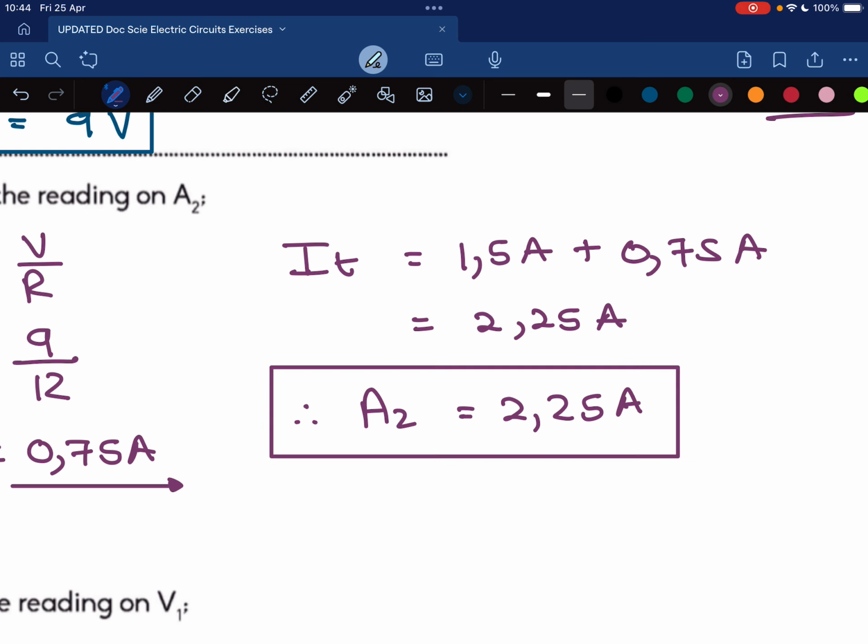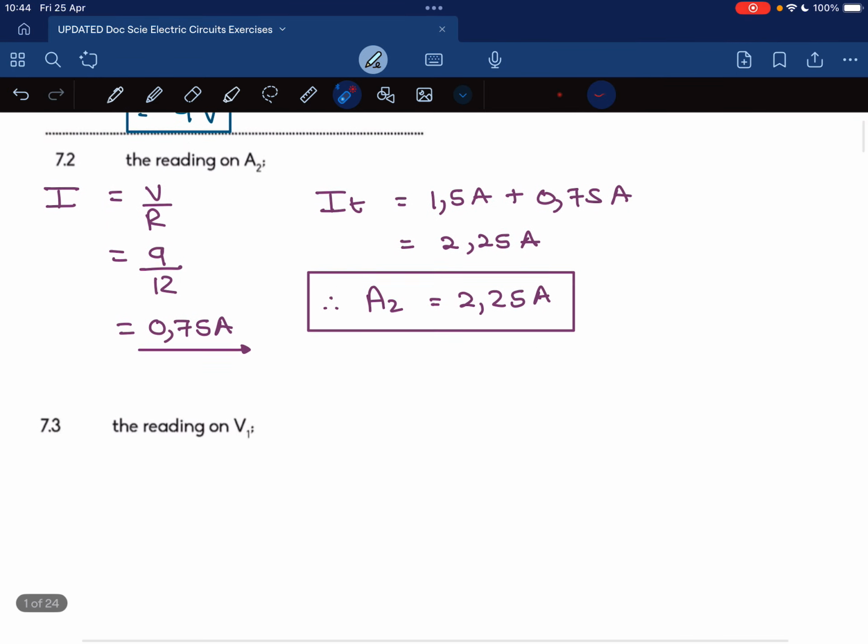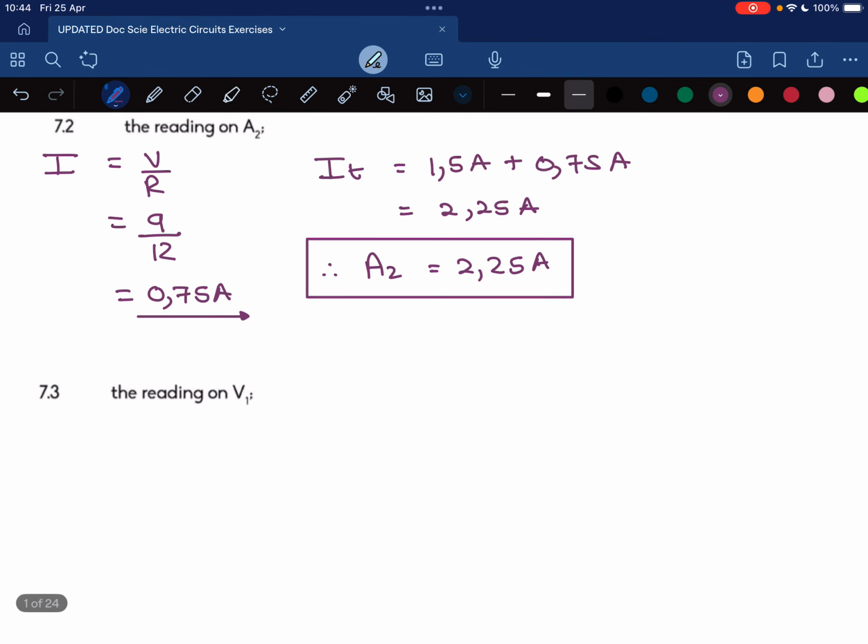Okay, don't forget to conclude the statement. It's asking you to give the reading on A2, so show that the reading on A2 is this. Don't be lazy. You must show that you understand exactly what you are answering.